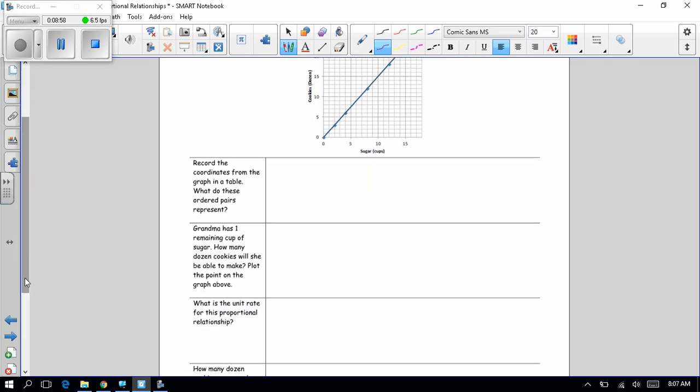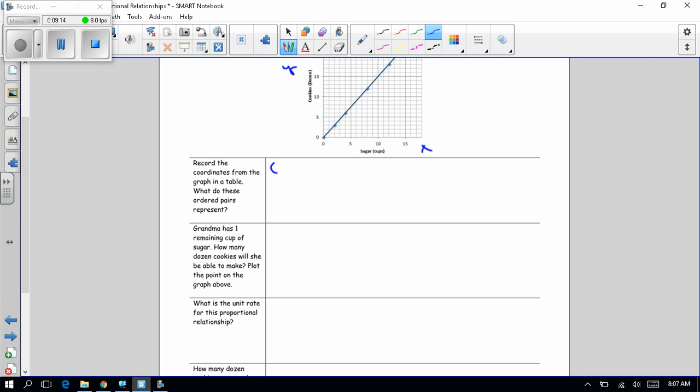It says record coordinates from that graph onto the table. So we're going to go backwards from the problem we just had a minute ago. All right. So remember, your X is always on the bottom, right? And your Y is going up the side. When we write an ordered pair, it's always X comma Y. Always, always, always. Easy way to remember it: X comes before Y in the alphabet. X comes before Y in an ordered pair, right? There's an order that matters. Order matters. So that's why we put them in order. So in other words, we're going to keep track of the sugar and the number of cookies, right?